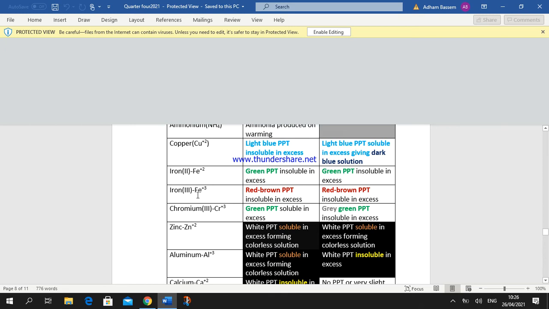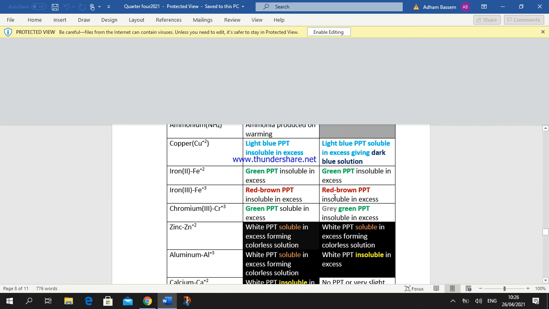But in the case of ferric iron, what happens? Sodium hydroxide with the ferric iron produces a red-brown precipitate that is insoluble in excess. And in the case of ammonium hydroxide or ammonia solution, ferric produces a red-brown precipitate that is insoluble in excess.